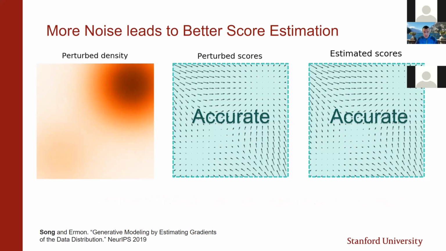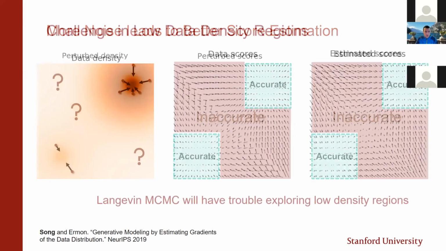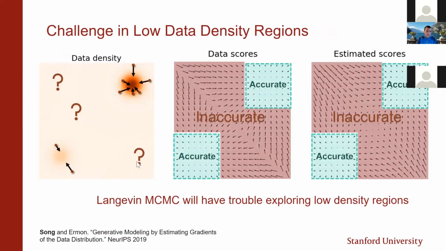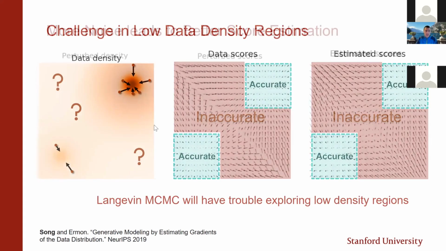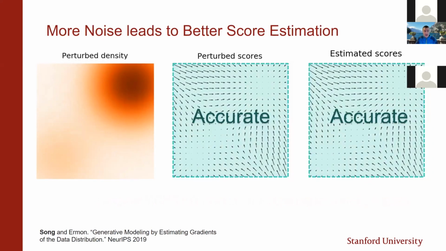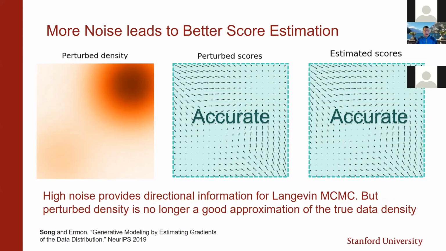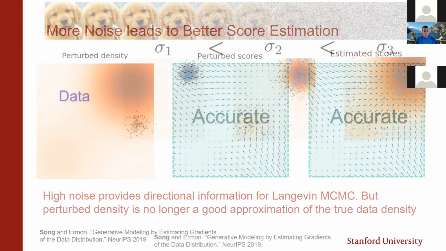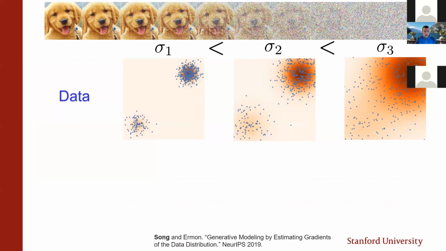The challenge is that we're no longer sampling from the distribution we want, the data density, the one that looks like this. We're going to be sampling from some other distribution, this perturbed data density, which is not quite what we want. Unless the noise is small, this perturbed data density is not going to be a good approximation of the true data density. And so, yeah, we're going to be able to sample, but we're not sampling from the right distribution.